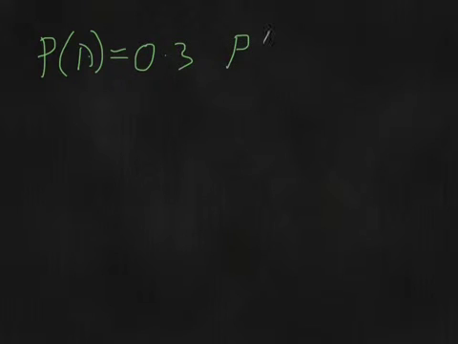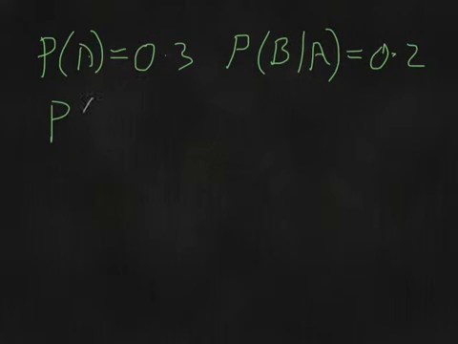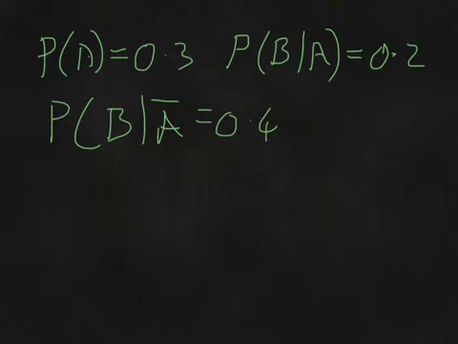This is question 1 from Probability and Stats week number 1, and it says A and B are events for which the probability of A equals 0.3 and the probability of B given A is 0.2, and we're given probability of B given not A equals 0.4.